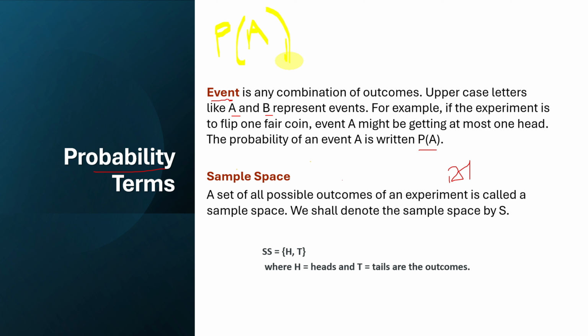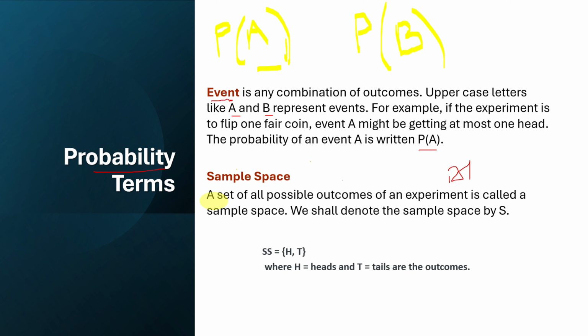This is how you will write your event. So this is your event: probability of A, probability of event A. You can have probability of event B as well, like how many times you will flip and how many times you will get tail.